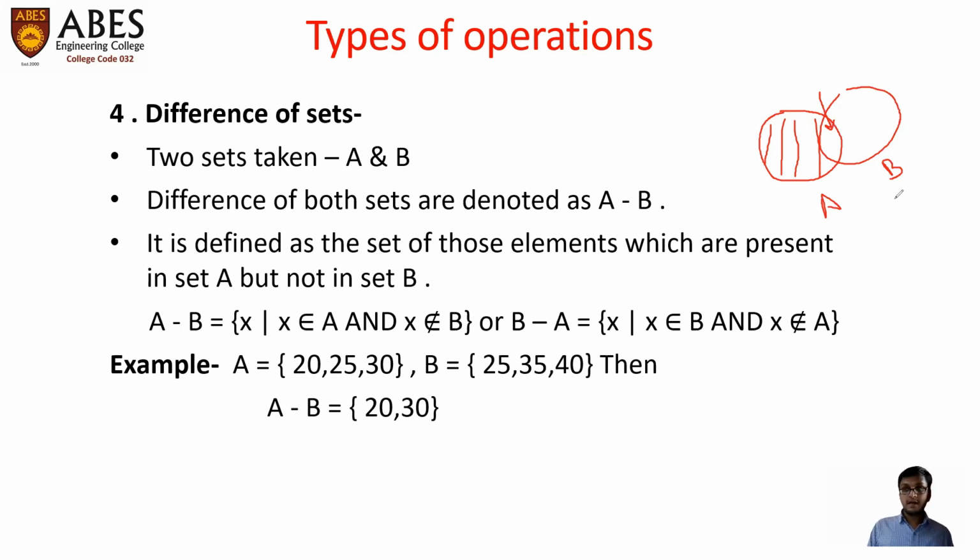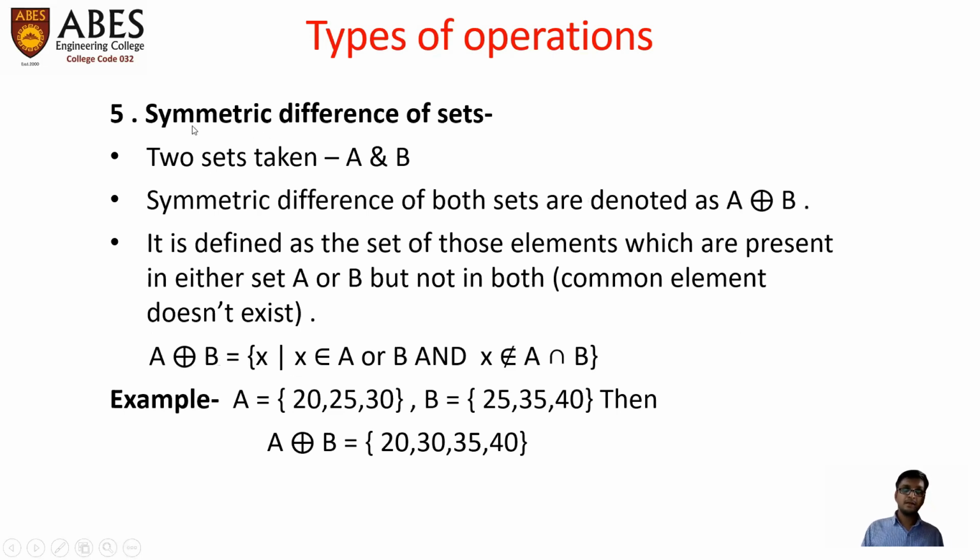So I am ignoring two areas: first set B, another the common elements. So I will not cover those areas. Set B is not covered, and the common area will not be covered. If we say B minus A, the representation would be coverage of B. So the B area will be covered, and again the A area will not be covered, and the common area will not be covered. So this is the Venn diagram representation of set difference.